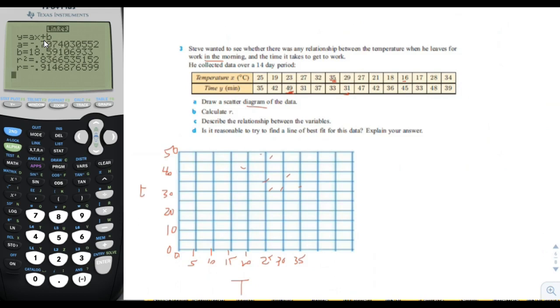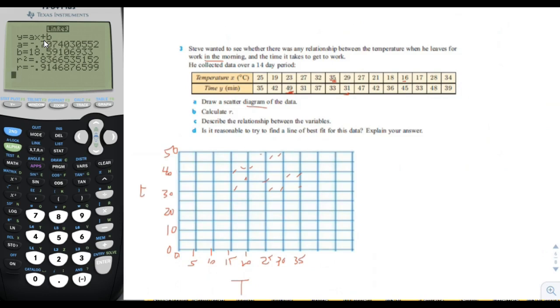21, 42, there. 18, 36, there. 16, 45, there. 17, 33, there. 28, 48, there. And 34, 39, there. Okay, that's kind of a fat cloud.